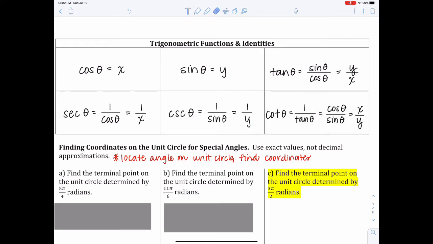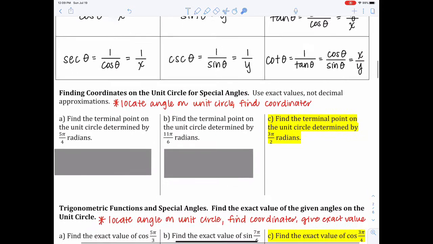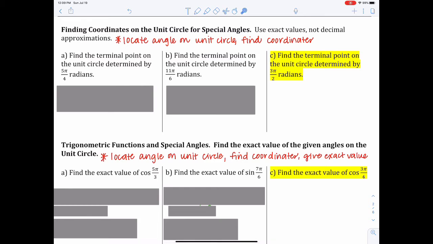And then our last one is the cotangent. So cotangent is the reciprocal of tangent. So if we just flip these, we have a ratio. So it's cosine over sine, or x over y. So we're going to be using all of these trig identities and functions to identify what values our problems are asking us to find below. So our first set of problems here is finding coordinates on the unit circle for specified angles. So what we're going to do is just locate that angle on the unit circle, so the diagram above, and then find the coordinates. That's all we're going to do.